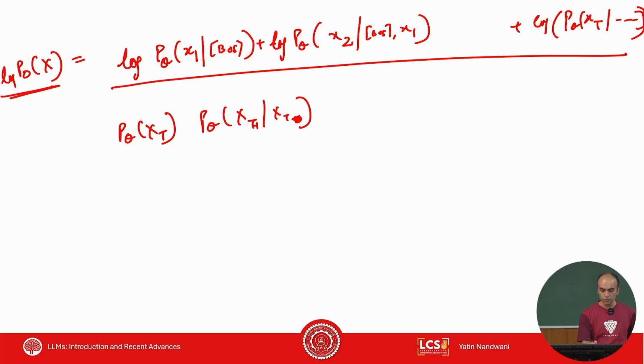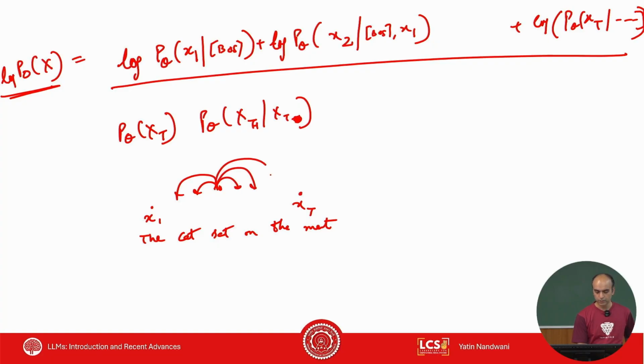Why can't we generate? Because in an encoder only model, if I have x1 to xt as my tokens, let's say the same example, the cat sat on the mat, the way I am modeling the probability for this token, it is dependent on all the other tokens in the past as well as in the future. I cannot compute this with only the past. I need to know the future as well, so we can't generate.